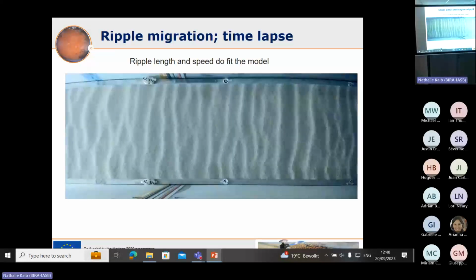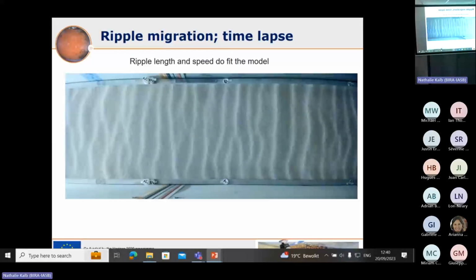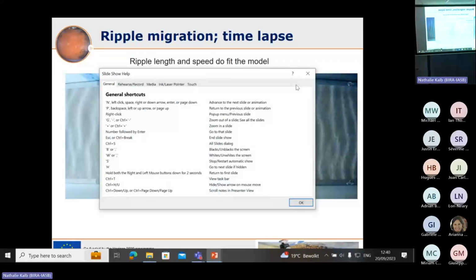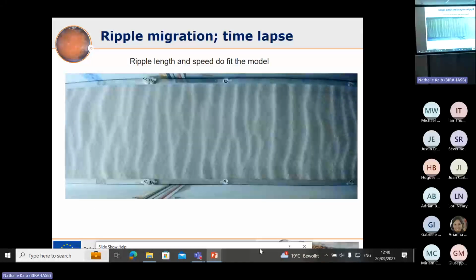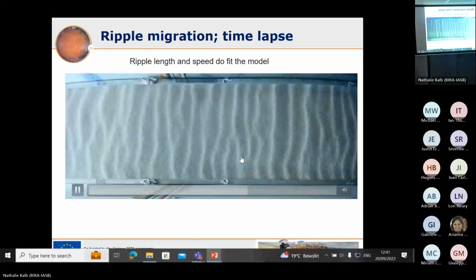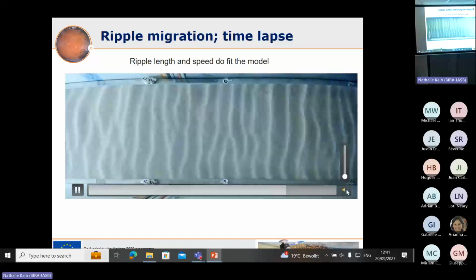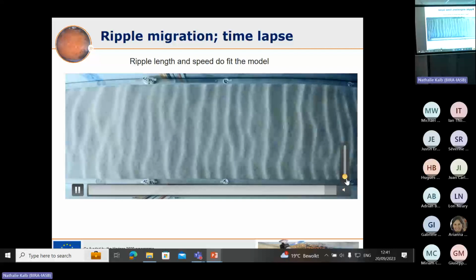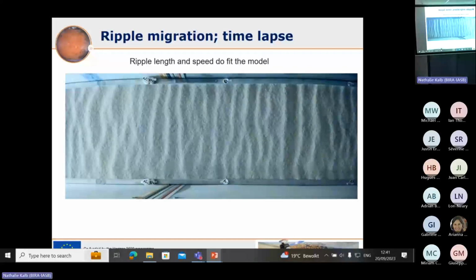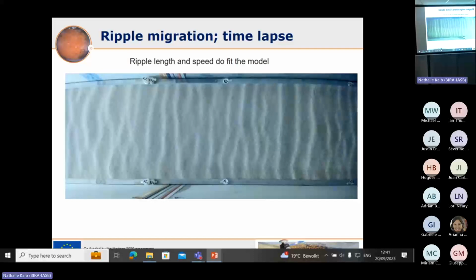So this is a webcam that's looking down on top of a sand bed, which is already generating ripples. The wind is going that way, and if you go back and forward, then it'll probably start again. Yeah, so the wind is going that way, and you can see the ripples are very slowly moving this way, and this is speeded up by like 16 times, I think.